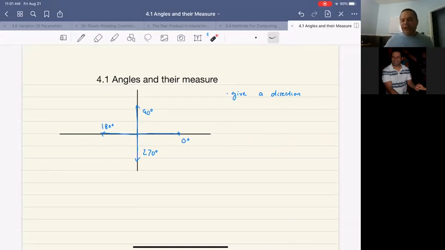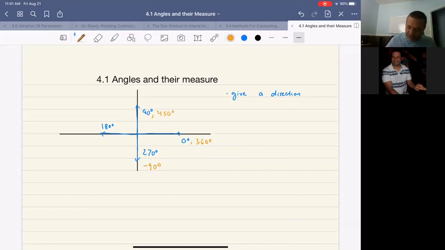And you could also, for example, take this as negative 90 degrees. So this is also negative 90 degrees. This is also 360 degrees. And you could keep going around. So you could also say this is 450 degrees. You take 360 plus 90.